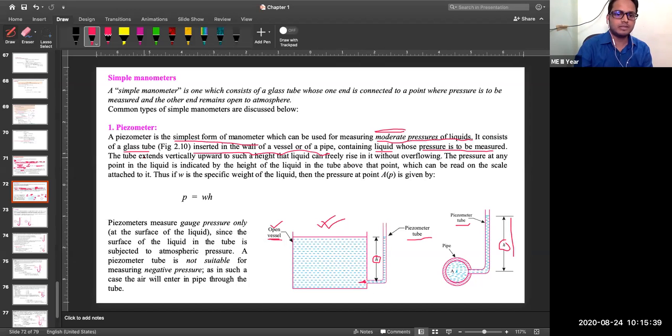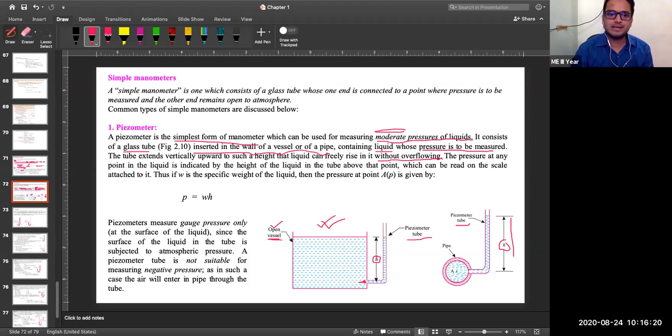Okay, the tube extends vertically upward to such a height that liquid can freely rise in it without overflowing. Very important point, this you have to keep in your mind, without overflowing. And that's why we can measure only moderate or low pressure using this piezometer tube. Okay, this is the disadvantage. So you can take down in your notebook, using this piezometer or the simplest manometer, you can measure only moderate pressure or low pressure of liquids.